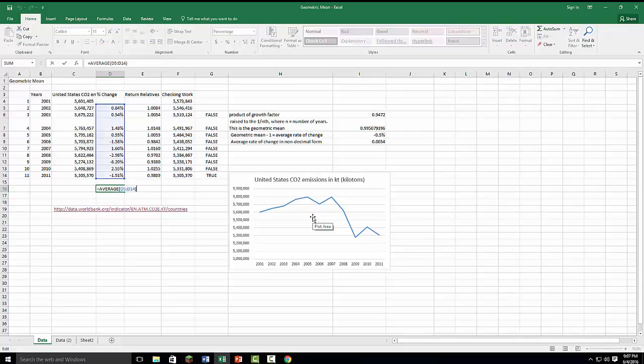So that's pretty close. In this case, it was pretty close to the geometric mean, but other times it could be pretty far off. So it could be misleading if you took the average rate of change. And this is especially important if you're looking at an investment, the average rate of change. You don't want to be misled. So make sure you're using the geometric mean.